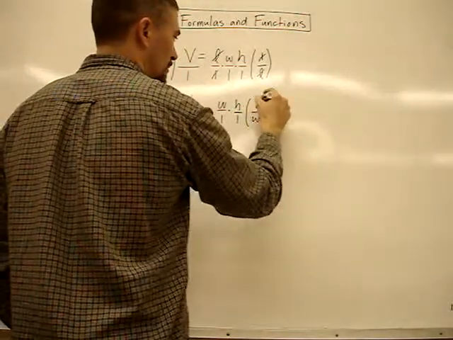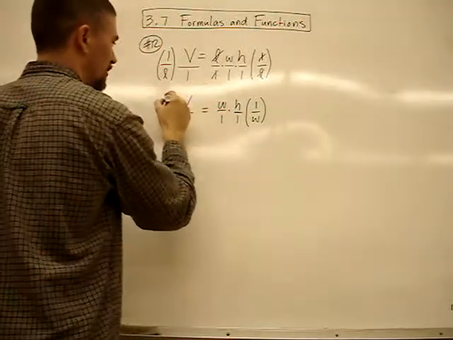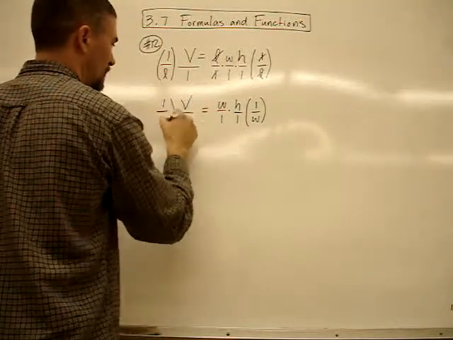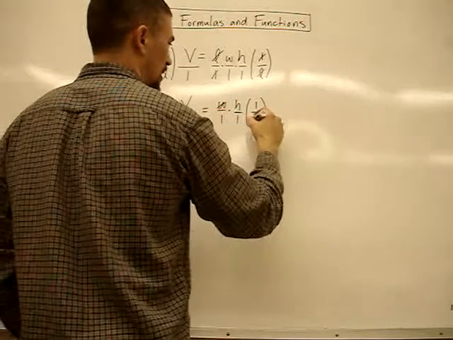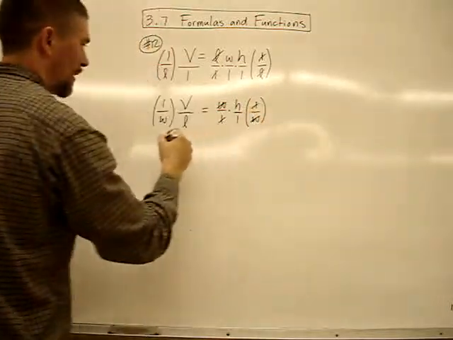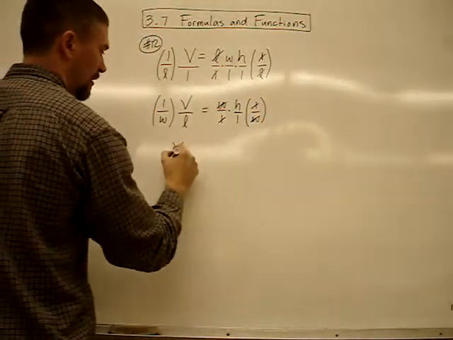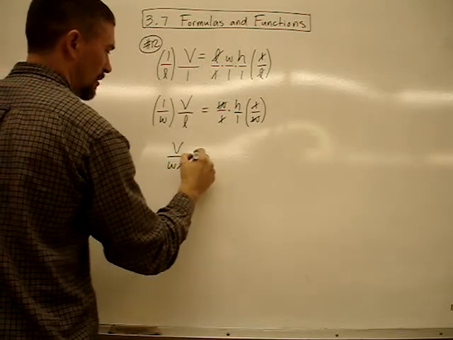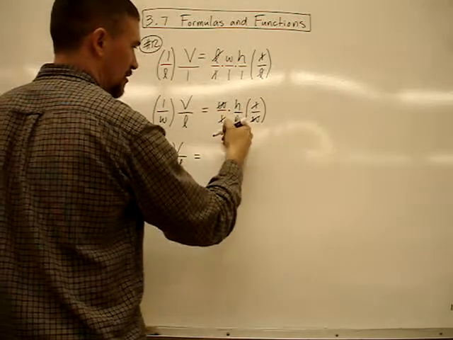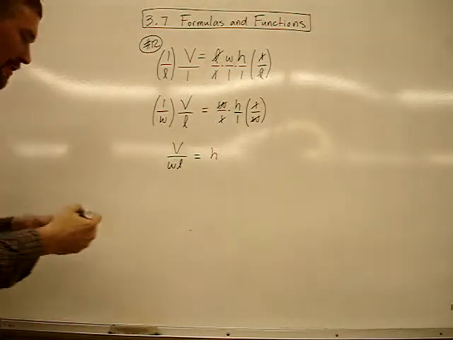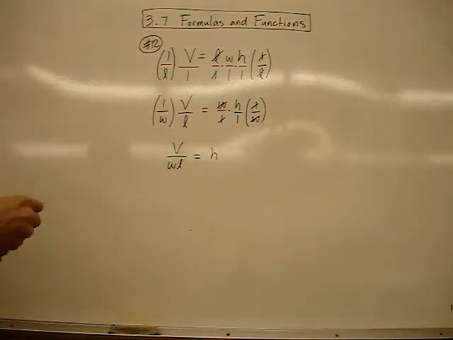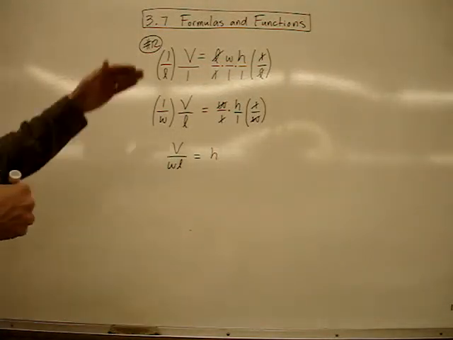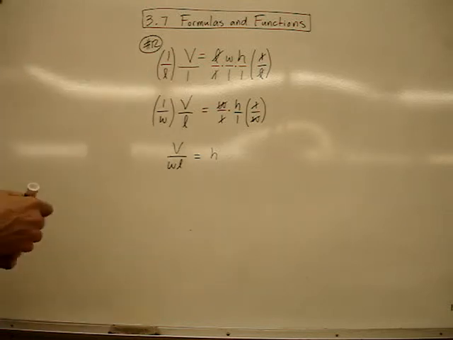1 over W, that's the reciprocal of that little fraction. And we have to do the same thing to both sides. Cross-cancel. And 1 times V is V. And W times L is WL equals H over 1, which can just be written as H. So there is the step-by-step way to work this out.